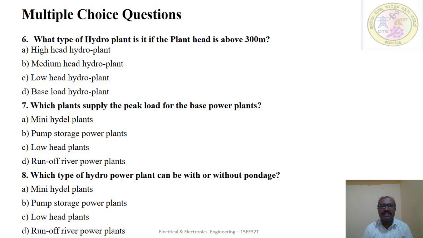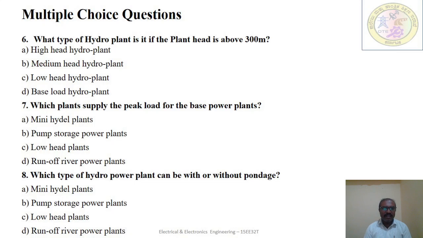Next question. Which plants supply the peak load for the base power plants? Answer is pumped storage power plants. Because in previous slides we have seen the pumped storage plant, it consists of two ponds. During the off peak period, the water is again fed to the top pond so that during the peak loads the power can be generated.